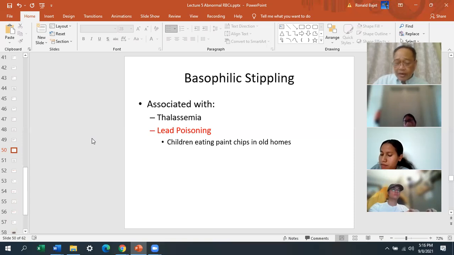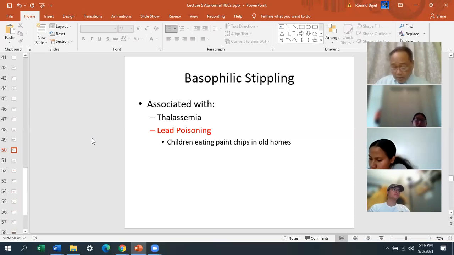There are other ways that you can get lead poisoning, but one of the first ways it was discovered on basophilic stippling was children eating paint chips. So make sure you know that basophilic stippling is caused by lead poisoning. Another place where you'll see basophilic stippling is in leukemia. So if you see increased basophilic stippling, it's important for a couple reasons: one, a possible lead poisoning situation, or two, this patient might have leukemia.